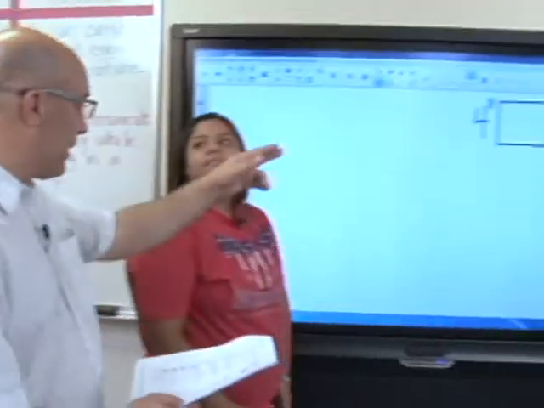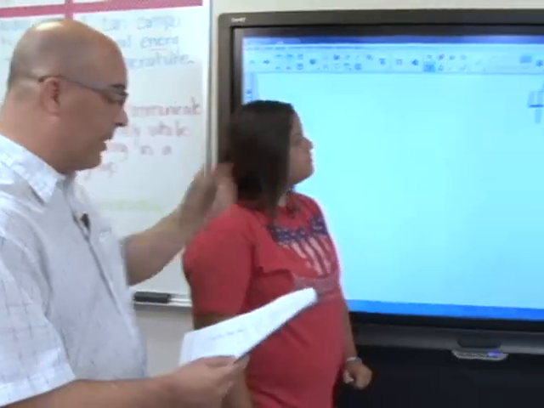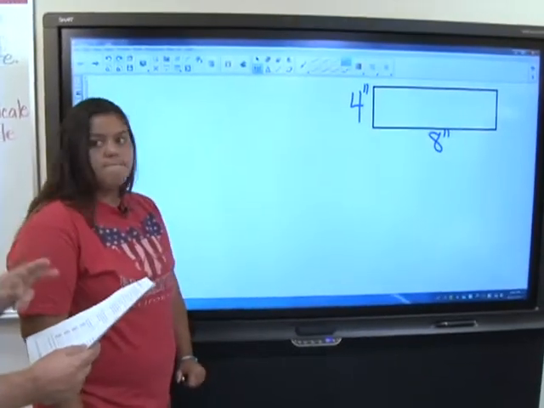Let's go ahead and take a look at your math problem. I'll read it. We've already got a rectangle up there labeled, but we're going to have to do a little something else with this. A rectangle is 8 inches long and 4 inches wide. A similar rectangle is 12 inches long. What is the width of the second rectangle to the nearest inch? The second one is 12 inches long, and we're trying to find the width.